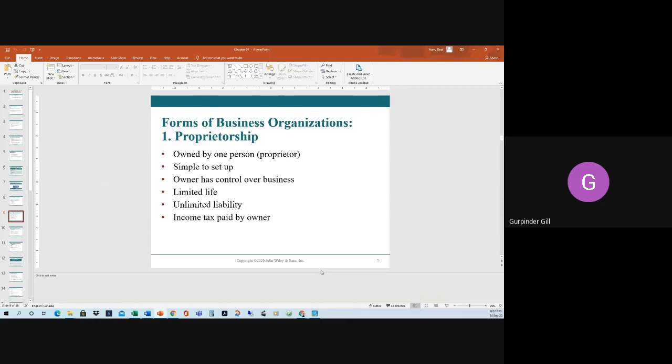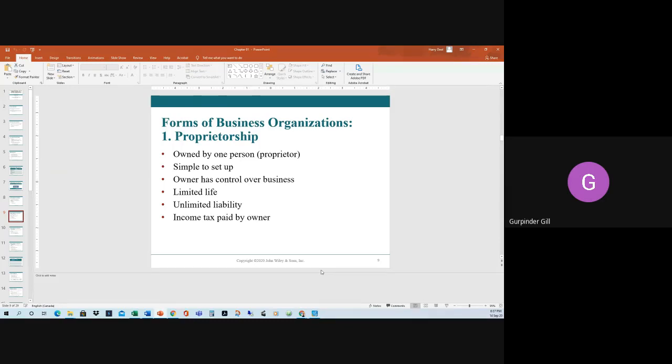There is no differentiation between proprietorship and partnership, other than the fact that in a proprietorship, there is one person that owns the business, and in a partnership, there are two or more. Other than that, they are exactly the same. They are fairly easy to set up. There are not a lot of regulatory requirements. The owner has complete control over the business. The life of the business is limited to the life of its owner. Should something happen to the owner, the business doesn't exist.